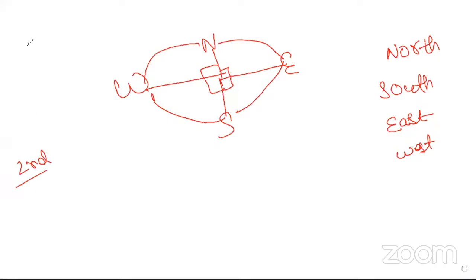Second, these are the first major points. Now I am adding 4 minor points in between: NE, northeast, SE, southeast, SW, southwest, and NW, northwest. Is this understood? Between north and east is northeast, between south and east southeast, between south and west southwest, and between north and west northwest. Very easy, very small things. Yes or no?